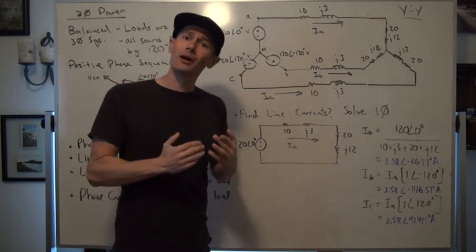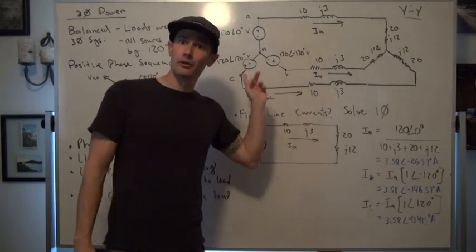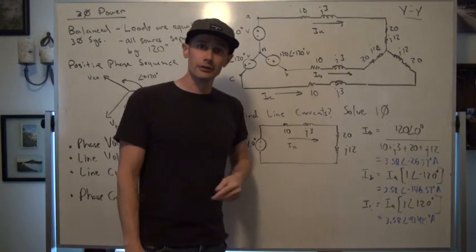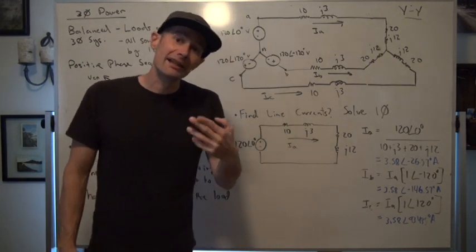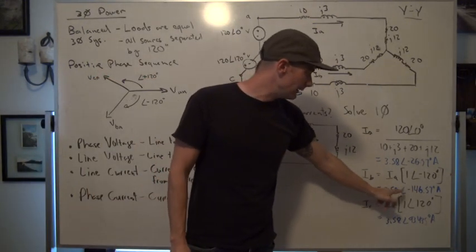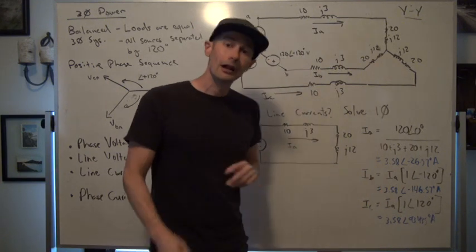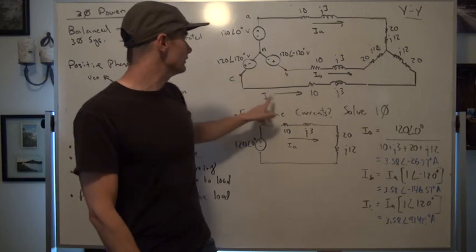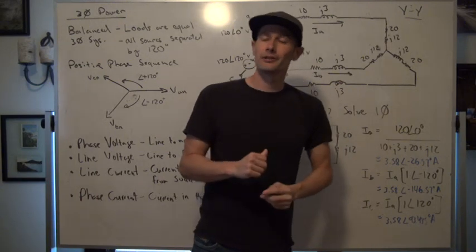But if we want to know the current going through IB, going from phase VBN to our load, then all we have to do is take that and tack on negative 120 degrees to it. Bam! 3.58 at an angle of negative 46.57 degrees. IC, moving from VCN all the way to the load, just tack on positive 120 degrees.